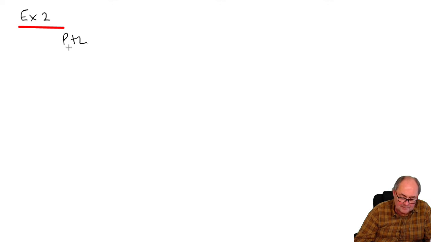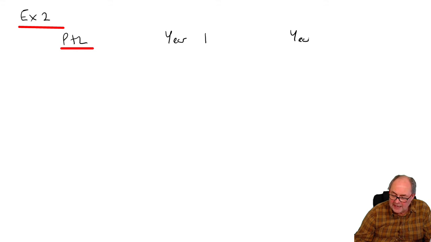Just to try and think about this for a moment, let's just think about the accounts. I'm focusing on the profit and loss account. I'm saying, look, what would happen in year 1 and what would happen in year 2?